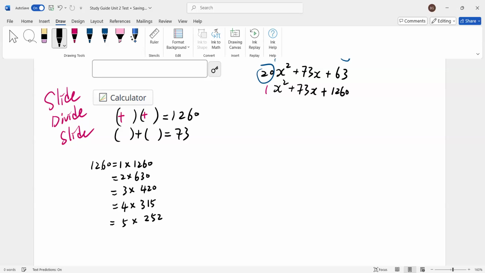Would the factors be 35 and 36? Yeah, you got it already? Perfect. Yeah. So I'm trying to give you the procedure.